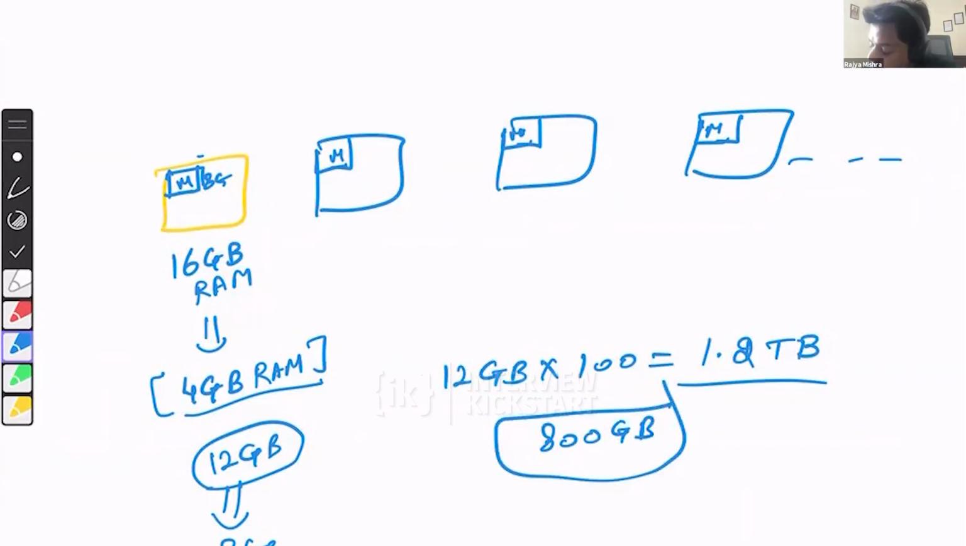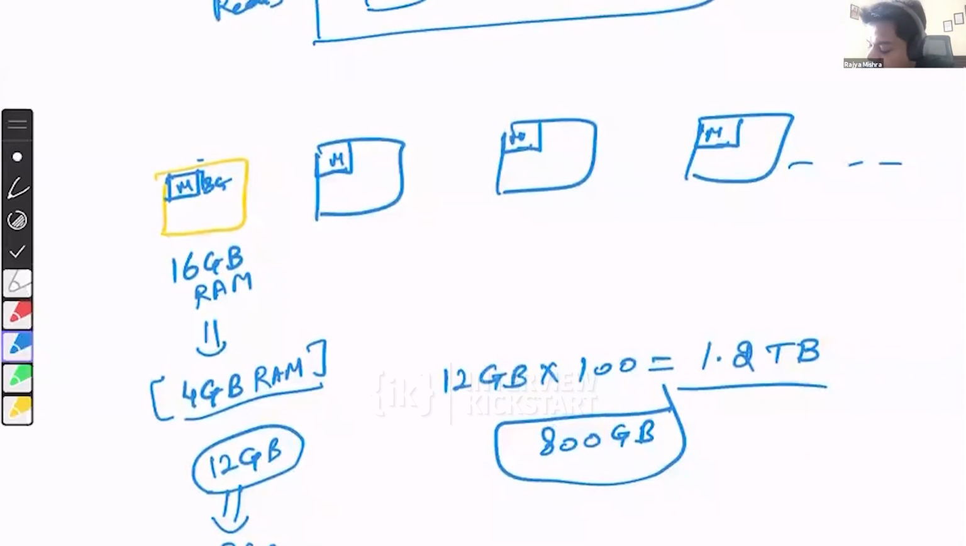Now, in case you would have gone for Redis, you would have to have different servers for Redis, and that would have added extra cost. Without adding extra cost, Memcached can help you better. Yeah. So in this case, you will go for Memcached and not for Redis.